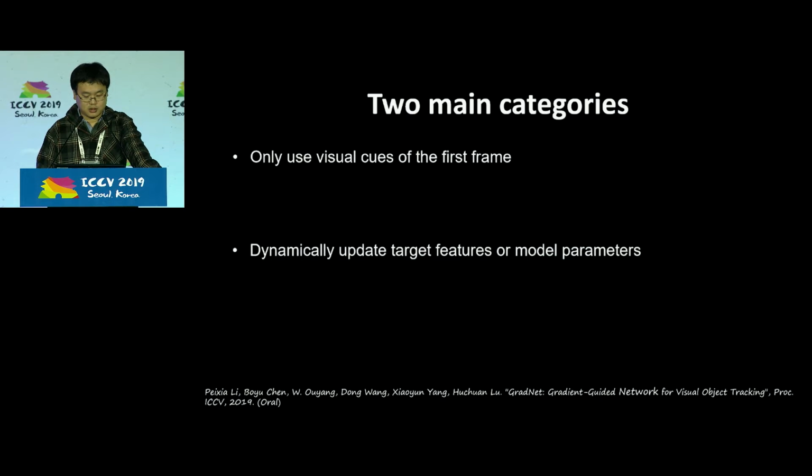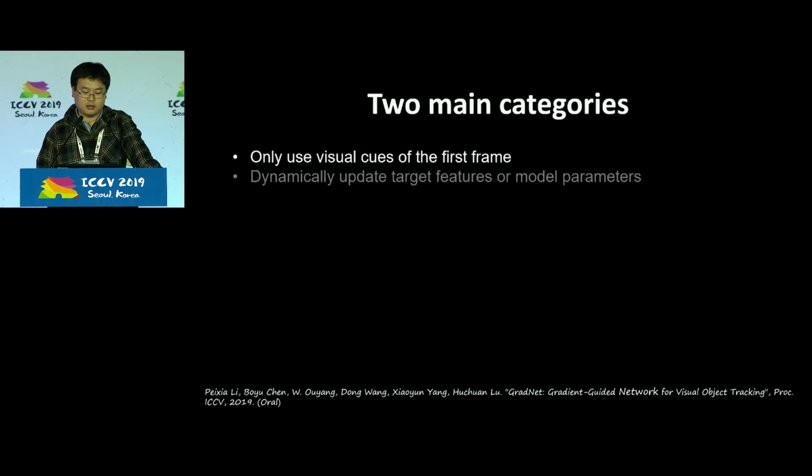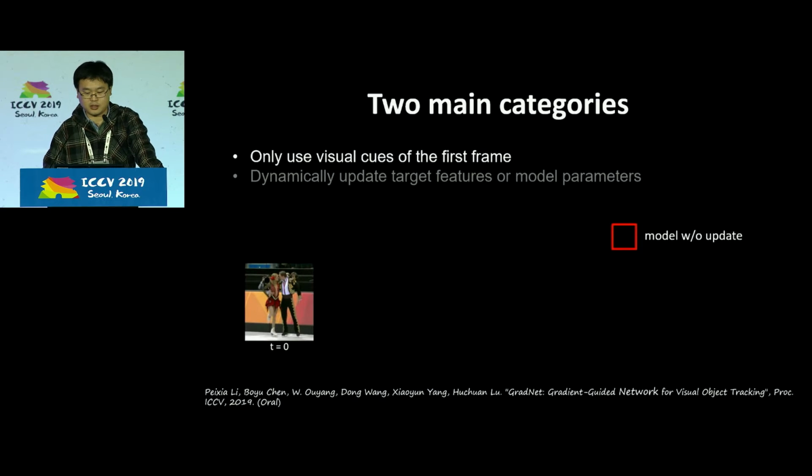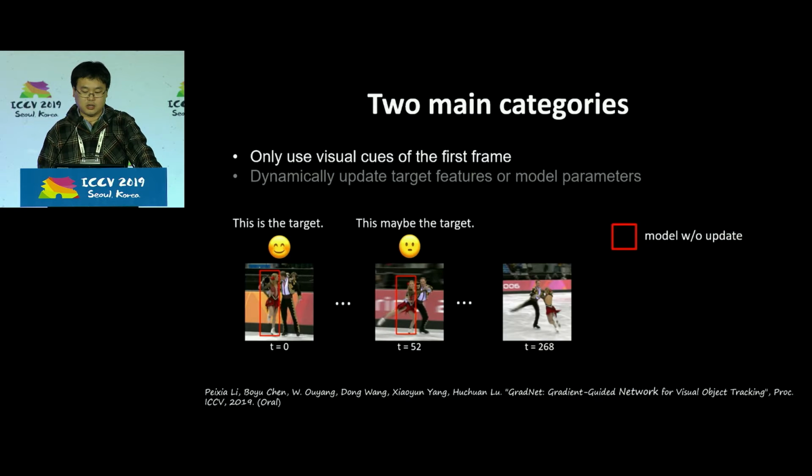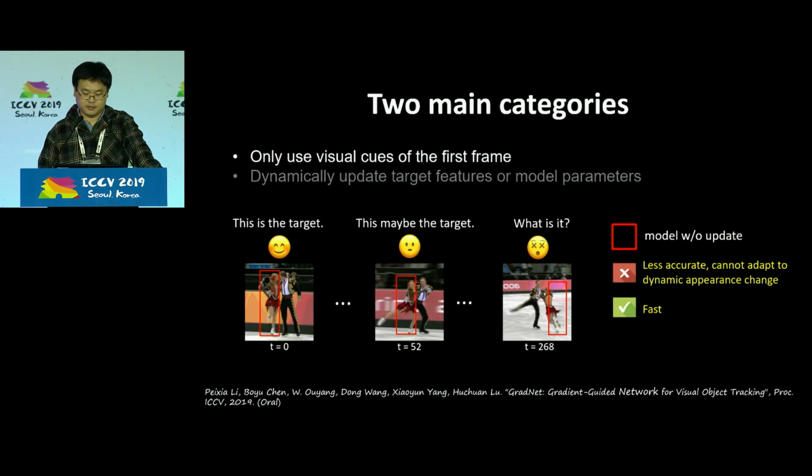According to whether the tracker requires online update or not, there can usually be two categories. The first one only uses the visual cues of the first frame. The second one dynamically updates the target features or model parameters. Here is an example. Both of them have advantages and weaknesses. Such as the first one, the models without update. Sometimes it will be less accurate but fast.